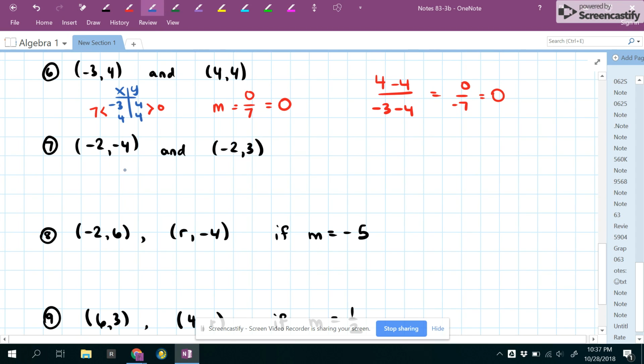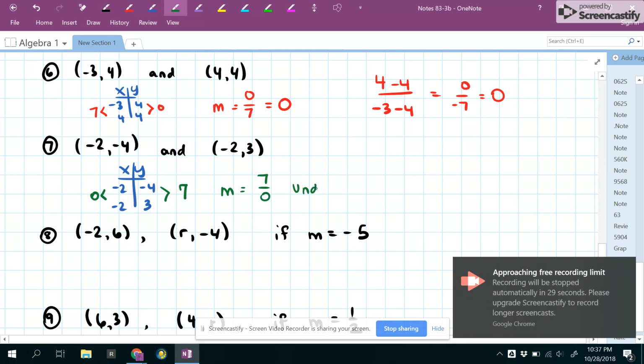For example 7, it's even more odd. -2, -4, -2, 3. On the Y side, we are going up by 7, but on the X side, there is no change. So the slope would be 7 over 0, which cannot happen. This is undefined.